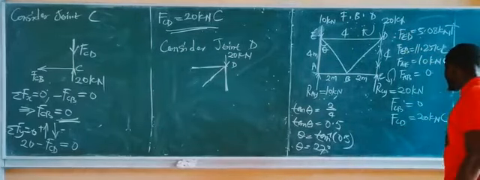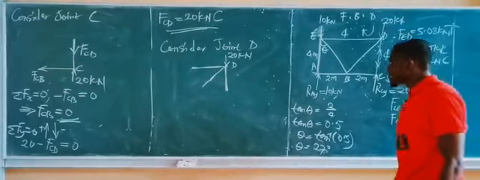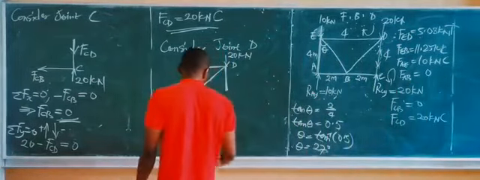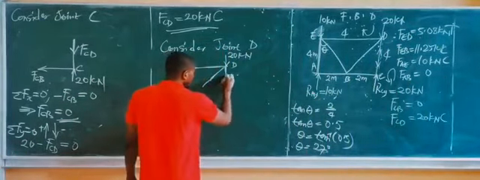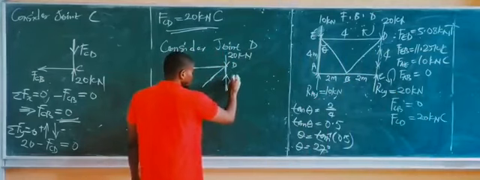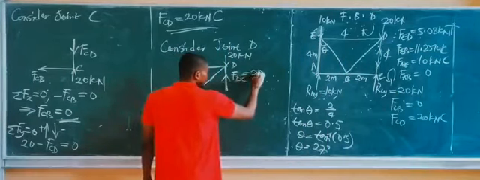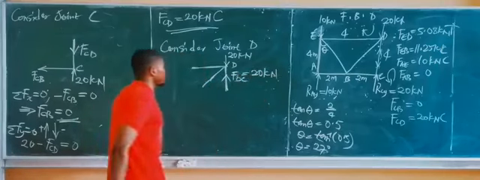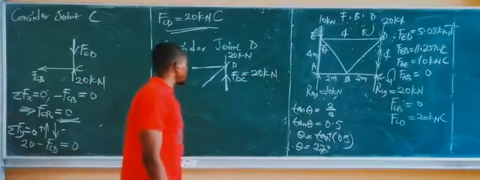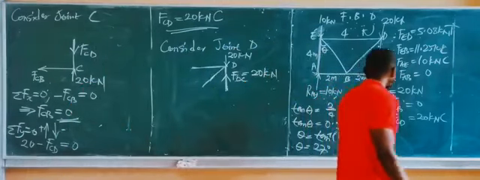Since we obtained FCD as compressive, it means we have to reflect it here. This is joint C, so it also has to be compressed entering into the joint of D. So this is the force at joint B to C, and it remains 20 kilonewtons.